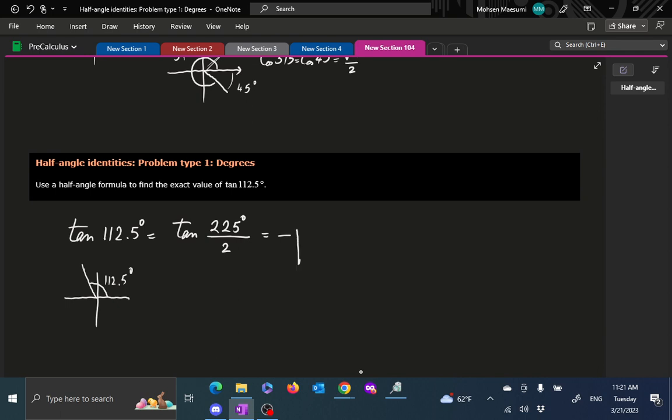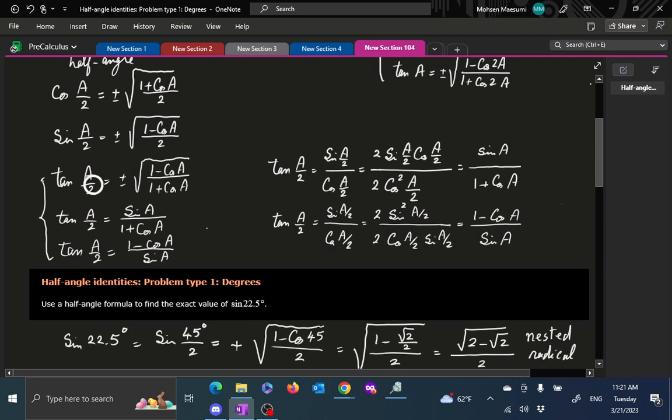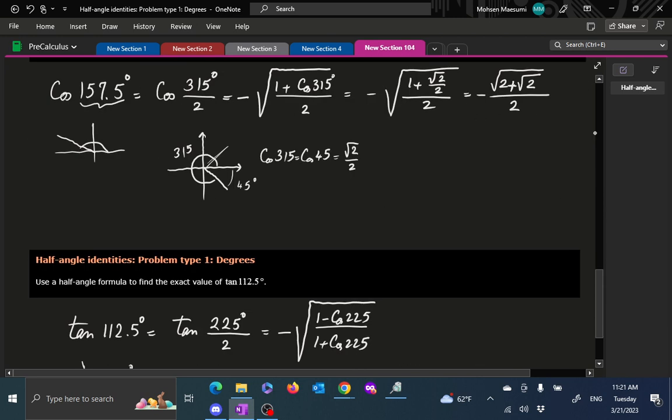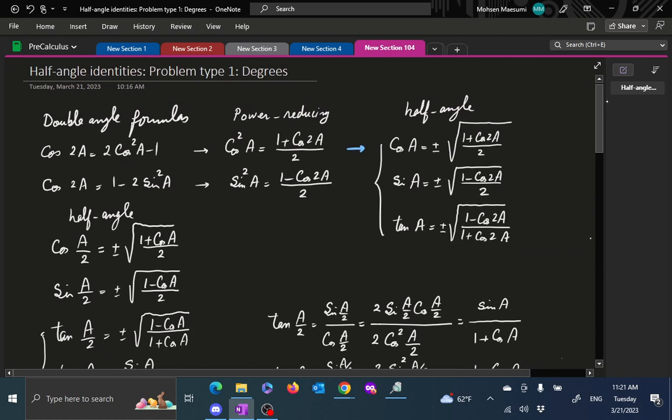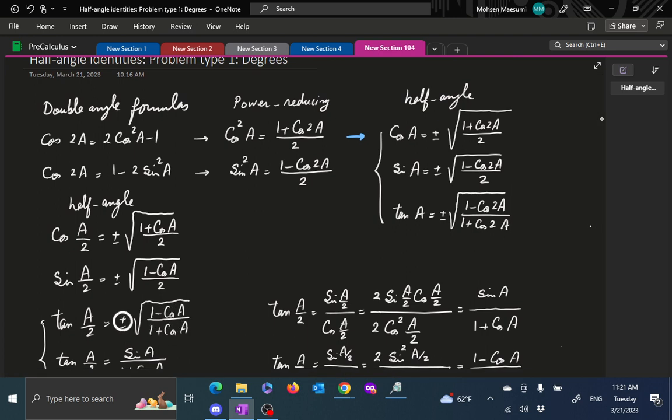Then I'm going to write that first formula we had: 1 minus cosine of 225 over 1 plus cosine of 225. All right, let me just remind you: tangent of half of a is the radical of 1 minus cosine of a over 1 plus cosine of a. Choose plus or minus according to the quadrant of the angle you're calculating and the function you're calculating.